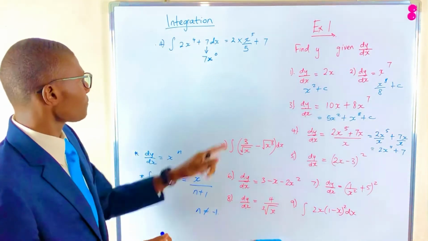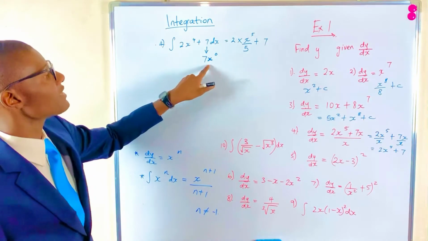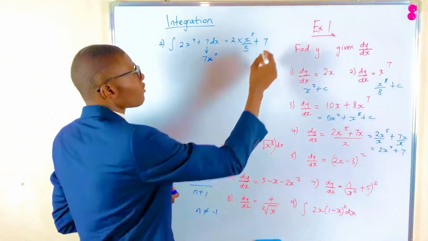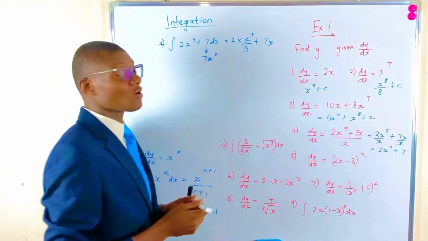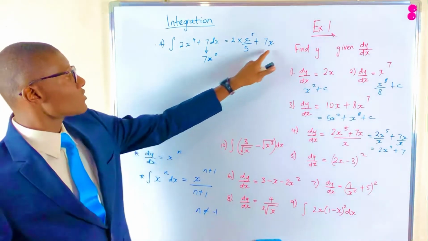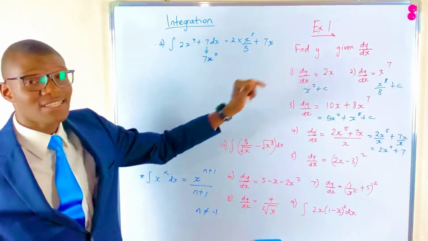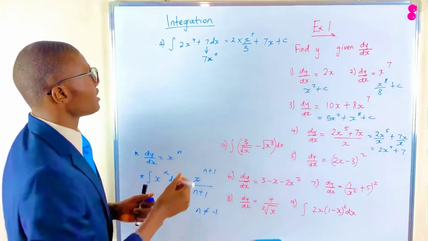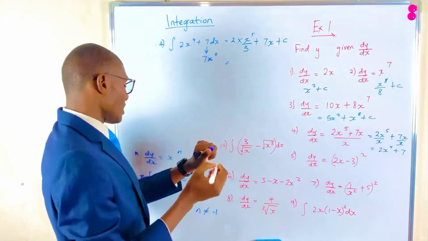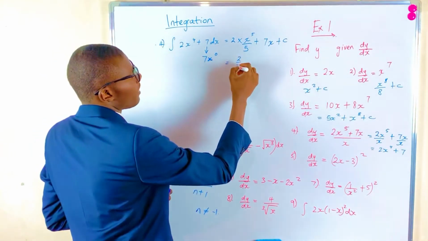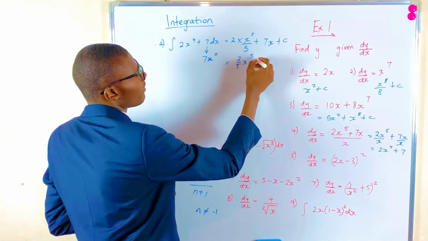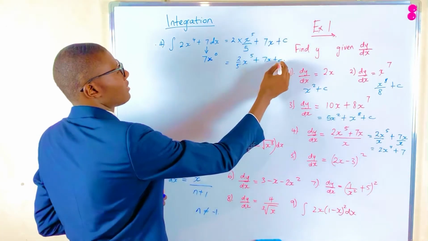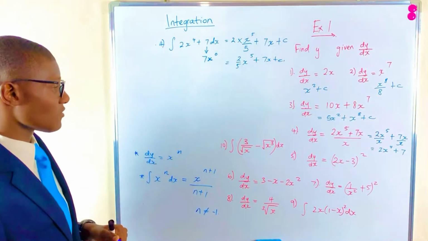such that x to the power of 0 is just 1. So now we say 7 times the integral of x to the power of 0. That will be x to the power of 0 plus 1 to give us a 1, over 0 plus 1 to give us a 1. So we just get 7x. Then we say plus c being the constant of integration, such that the result that we want would be 2 over 5, x to the power of 5 plus 7x plus c, like that. Okay, so this is for number 4.